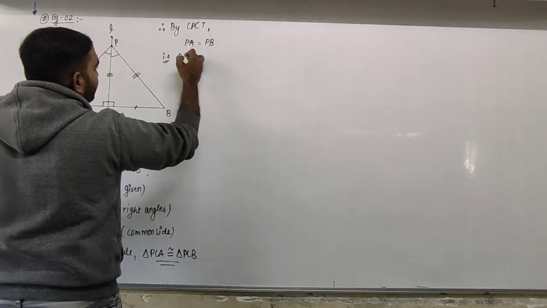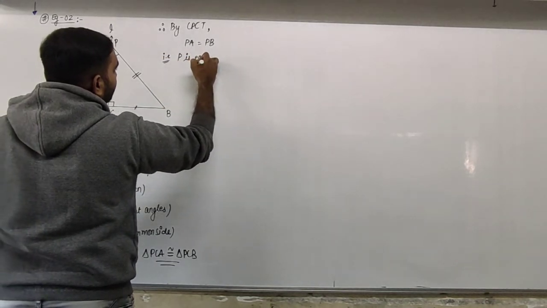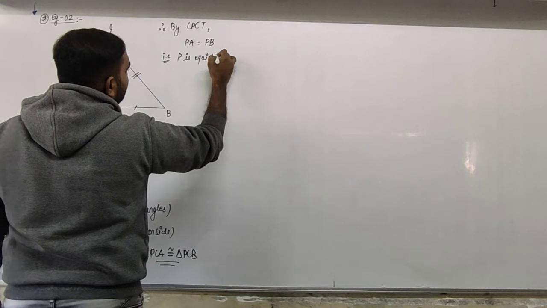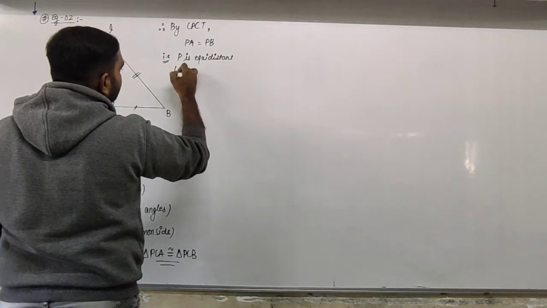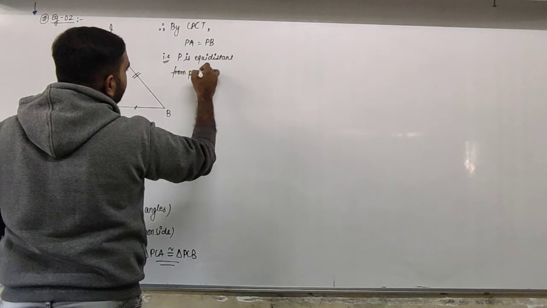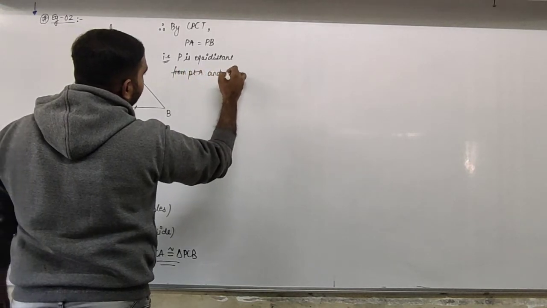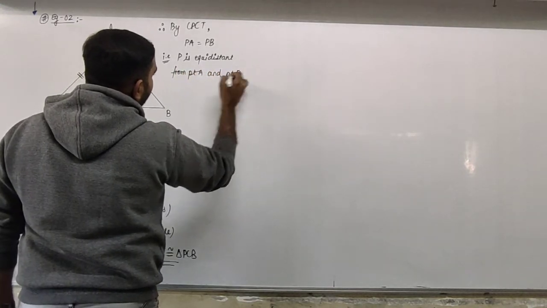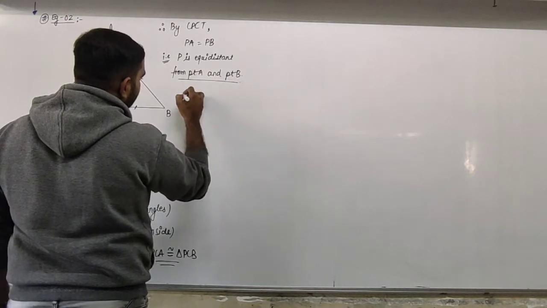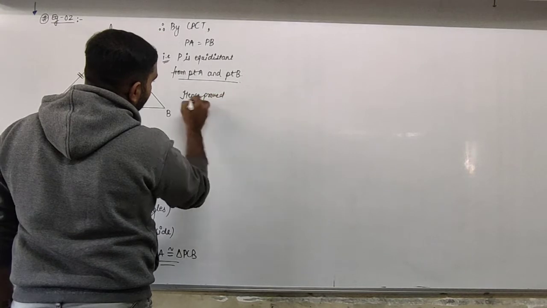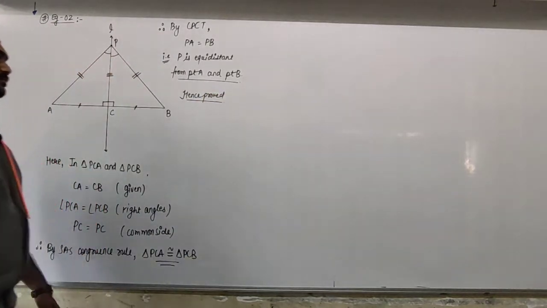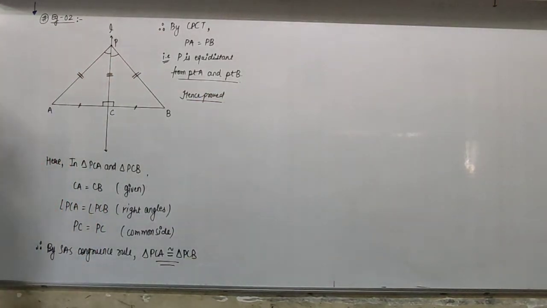That is, P is equidistant from point A and point B. Hence proved. Right? And that is how we just proved.